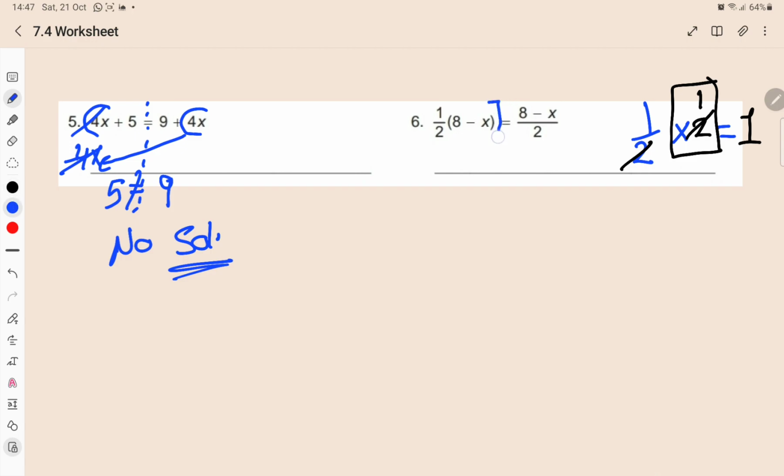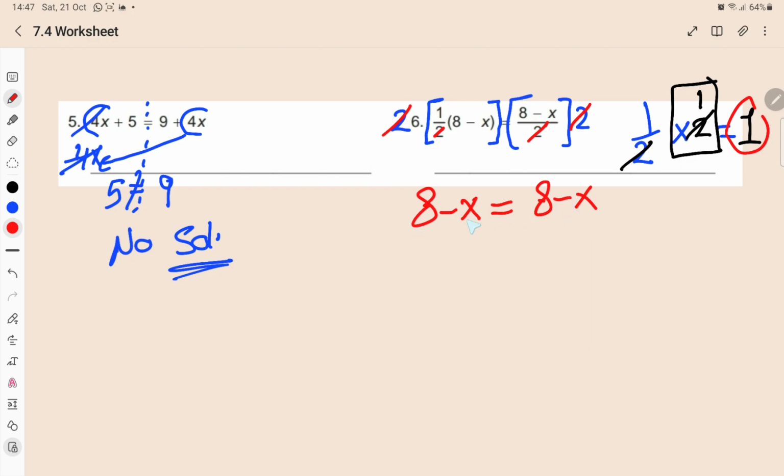So all what I will do now is multiply the left hand side with 2. Multiply the right hand side with 2 also. So what would happen is 2 times half is, we have just said, 1. So now these are cancelled together. So it becomes 8 minus x equals, again, 2.5 would cancel. 2 over 2 is 1. So you still have 8 minus x. Whenever you have an equation that's exactly the same, right hand side is equal to the left hand side, you can directly say infinitely many solutions.